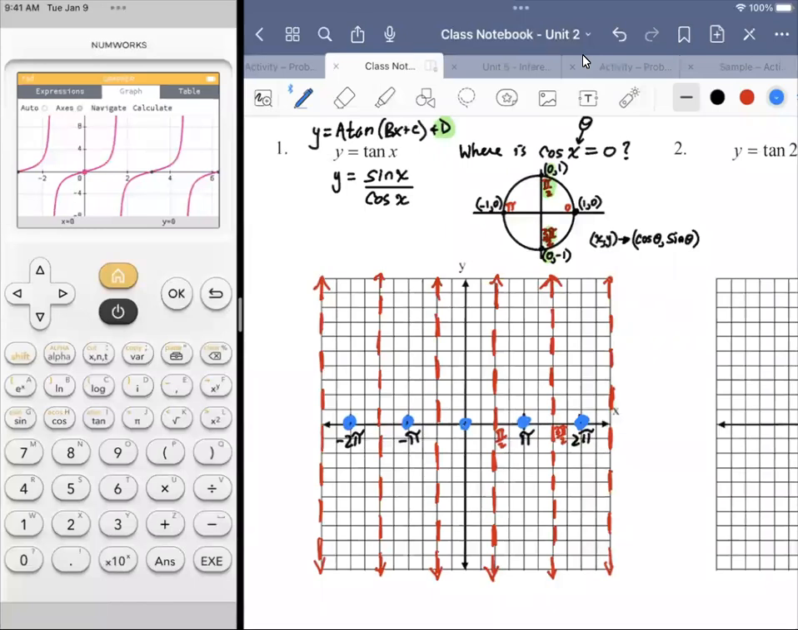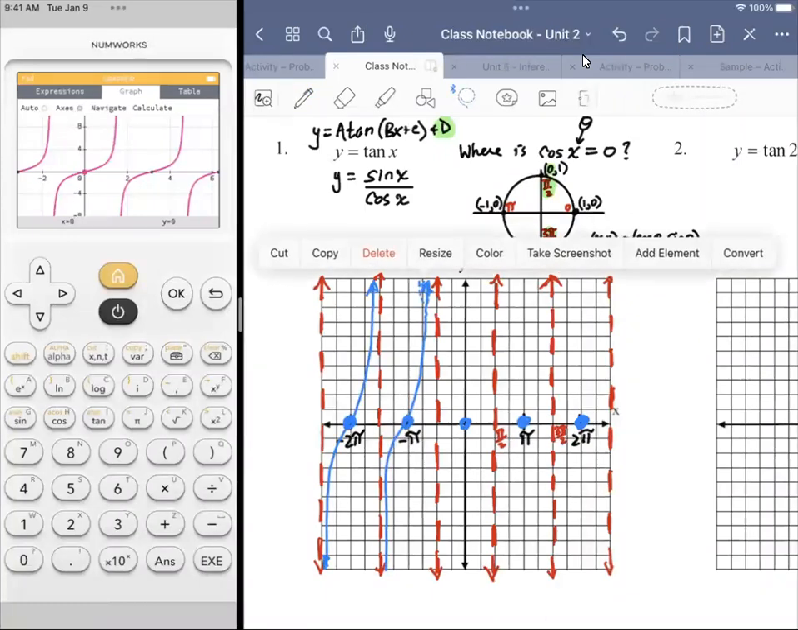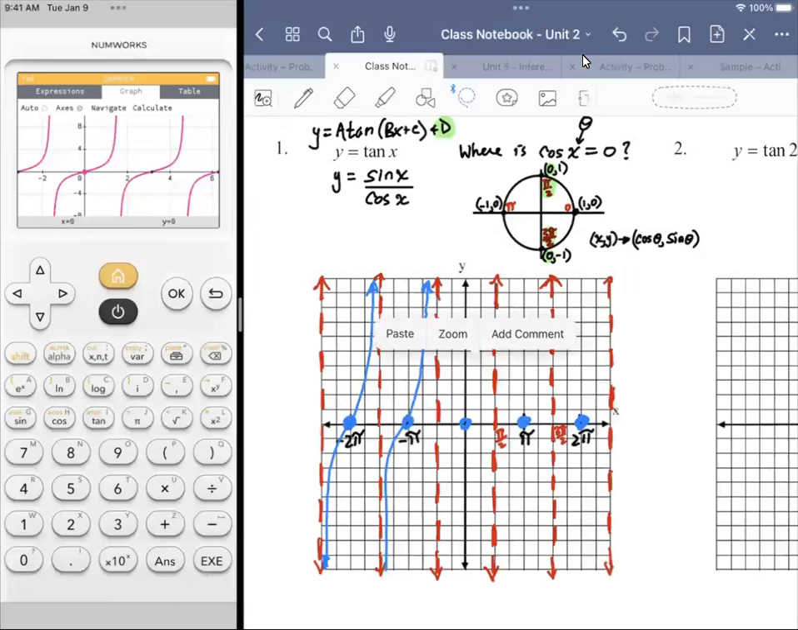All right. Now, this graph is going to approach both asymptotes, but in different directions. So we start low and end high, and we just do that repeatedly. All right, and so this would be my tangent graph.